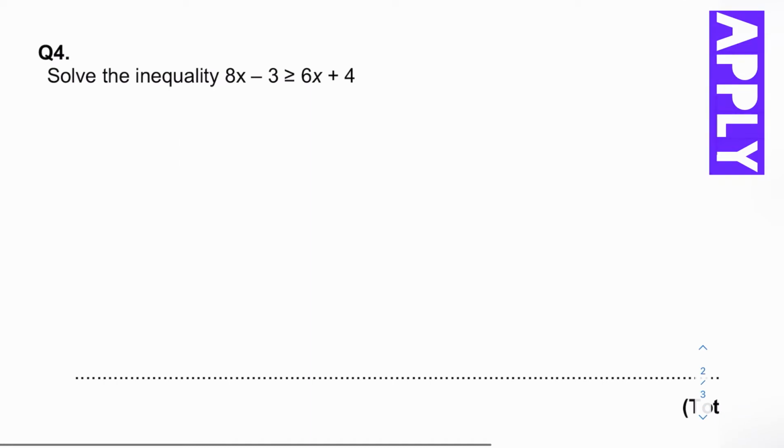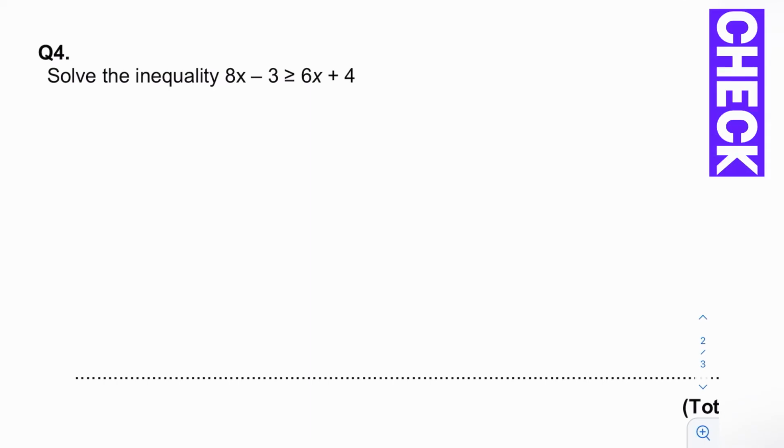So pause the video now if you'd like to have a go at this question by yourself. So in this question here, we start off by getting rid of the smaller amount of x. So we subtract 6x from both sides. That leaves you with 2x minus 3 is greater than or equal to 4.